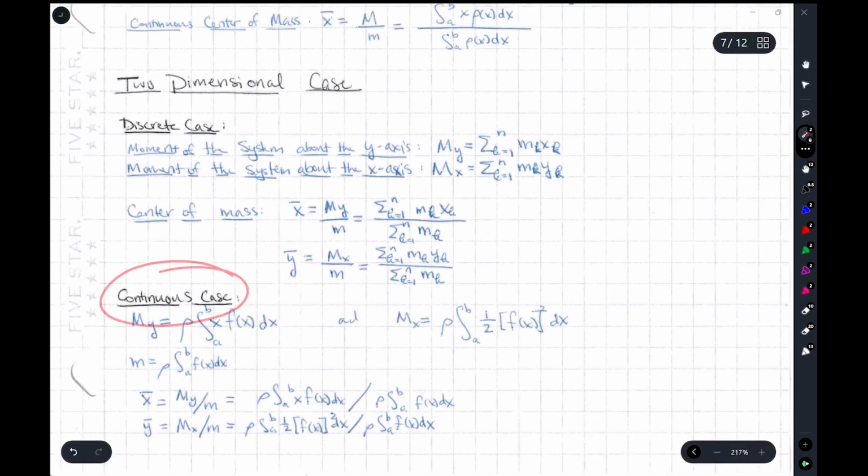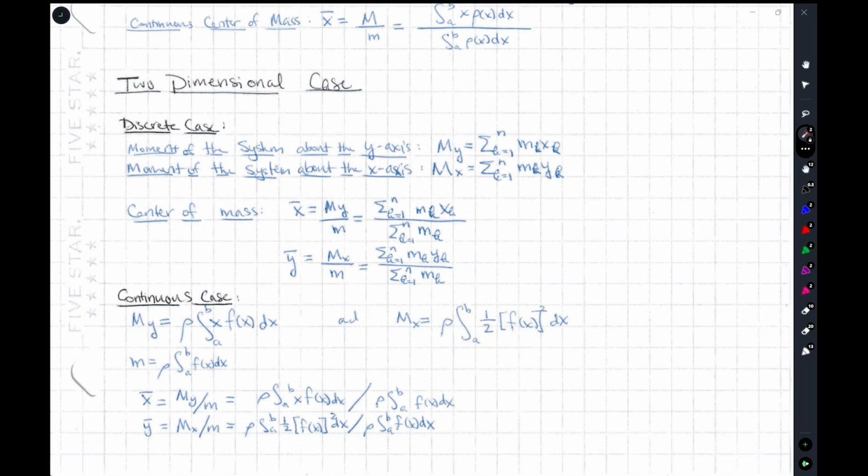Okay, well, what happens in the continuous case? In the continuous case, we will have the analog formula where we take x times rho dx, for My, and for Mx we'll have that formula there, because this is now a two-dimensional shape. So there's a lack of symmetry between My and Mx there. And again, this is because we're looking at center of mass only using integration over one variable.